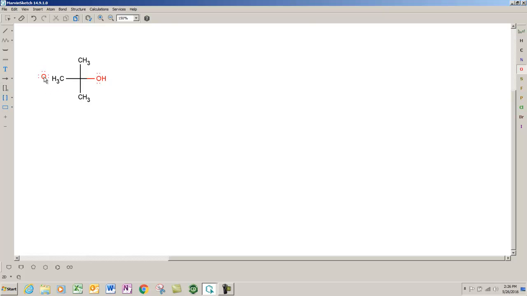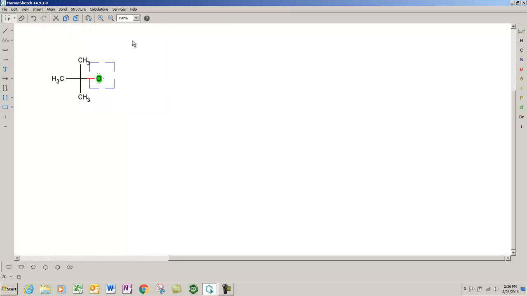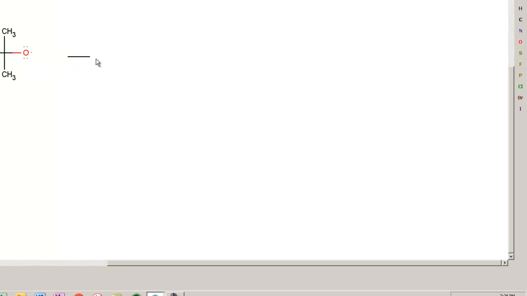Let's say the OH, let's make that into a radical, a lone electron. So what you do is you choose oxygen and then Atom. You want to make it into a lone electron, so choose Radical and then go to Monovalent, and now you have a single electron on the oxygen. Let's say that it reacts with HBr.